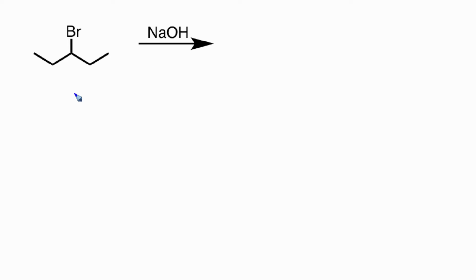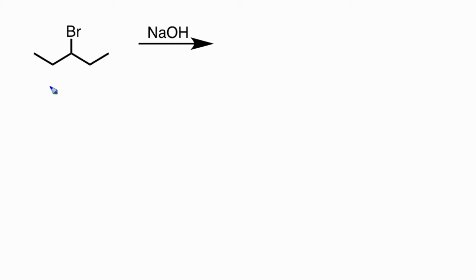Here we're given an alkyl bromide and sodium hydroxide, and we want to analyze these conditions and figure out what mechanism this goes through. Is it elimination or substitution? And even further, is it SN1, SN2, E1, or E2? So what we need to do is analyze our entire reaction conditions to predict this.